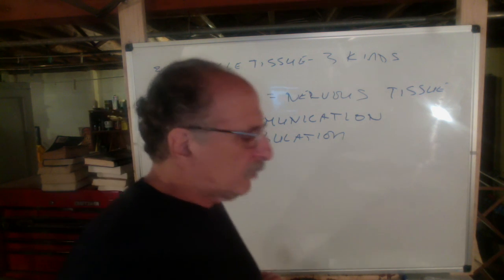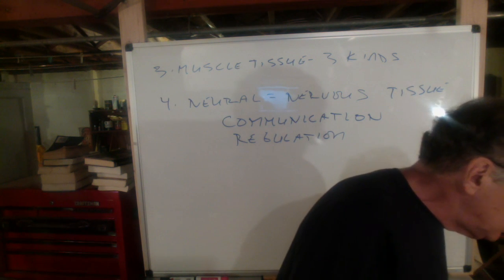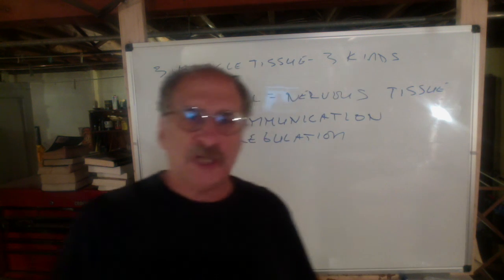Okay, so we're on Roman number 2, the structural design of living things. We've talked about cells, we've talked about tissue.